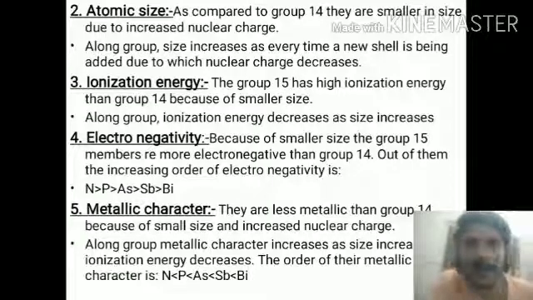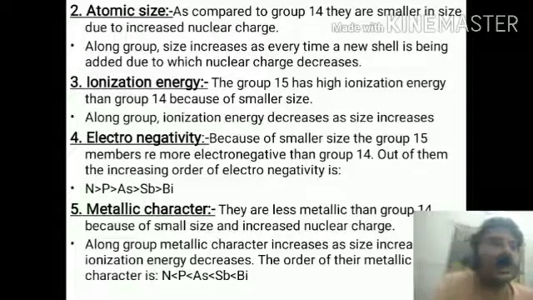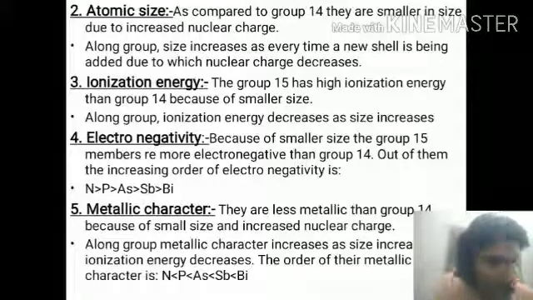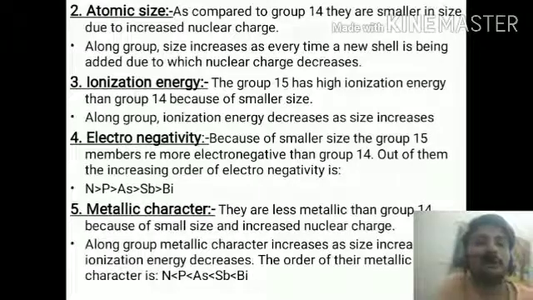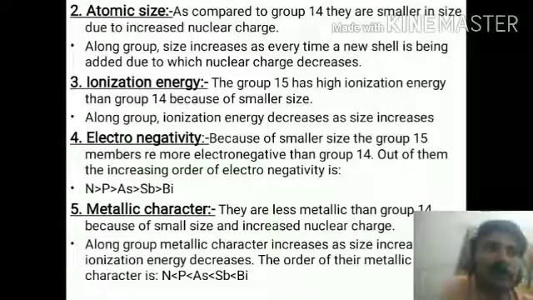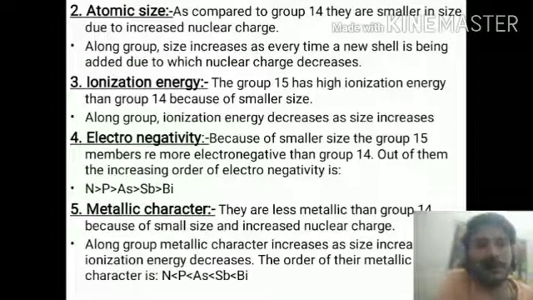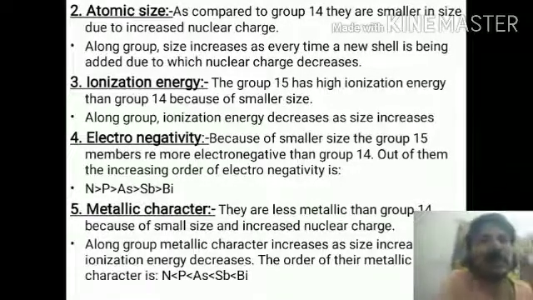Okay. Point number 4, electronegativity. What is the meaning of electronegativity? Attraction power of the shared pair of electrons is called electronegativity. So if the element size is small, then it has high electronegativity. If the element size is large, then it has low electronegativity. So we can say that when you move from top to bottom, size increases, then electronegativity decreases. Both ionization energy and electronegativity have the same property: they are inversely proportional to the size.